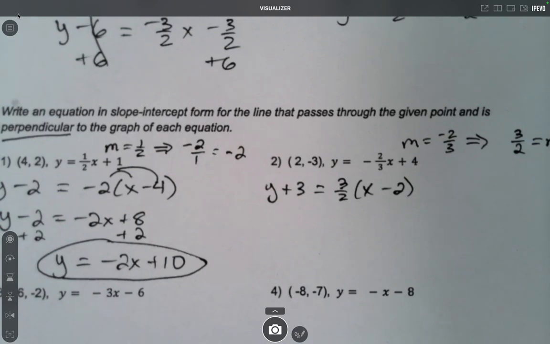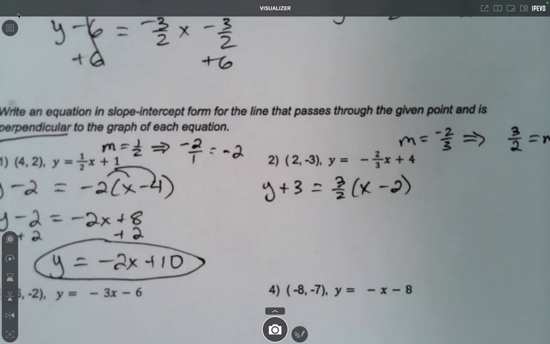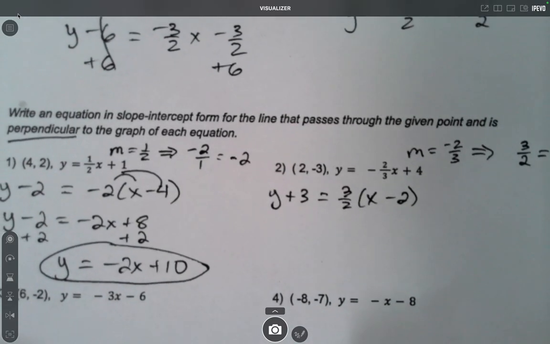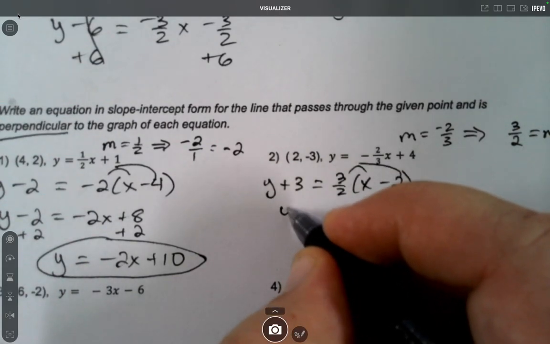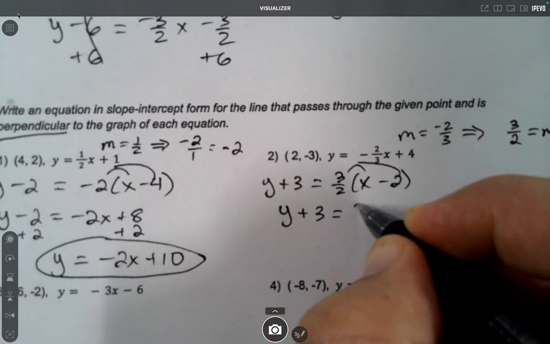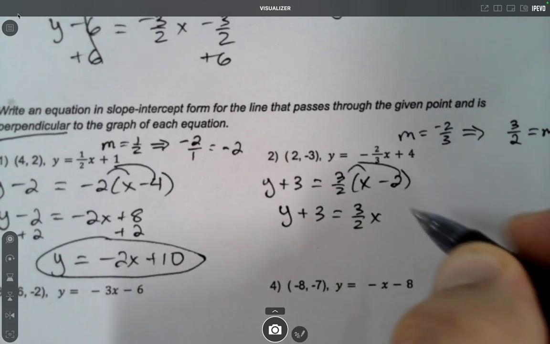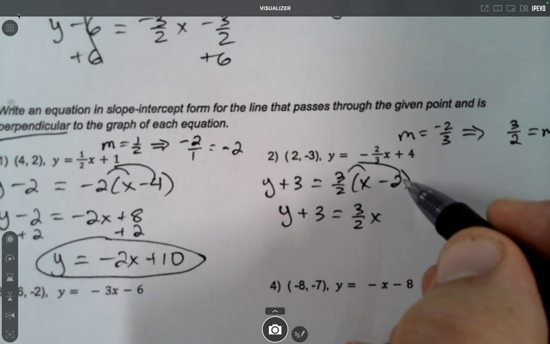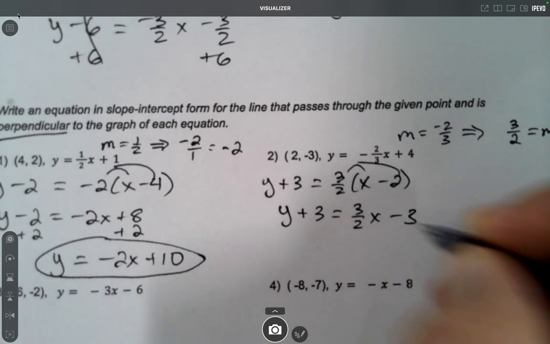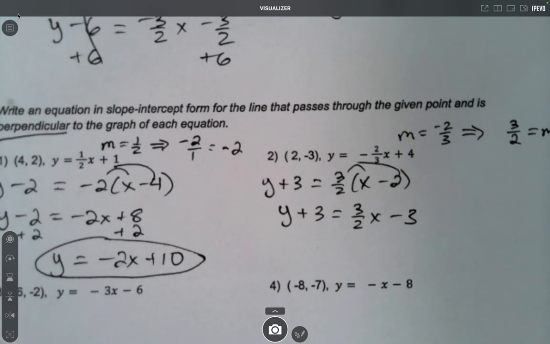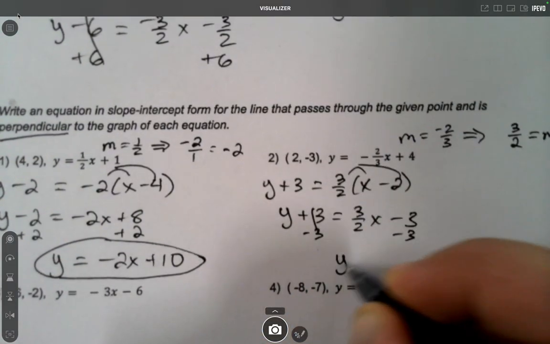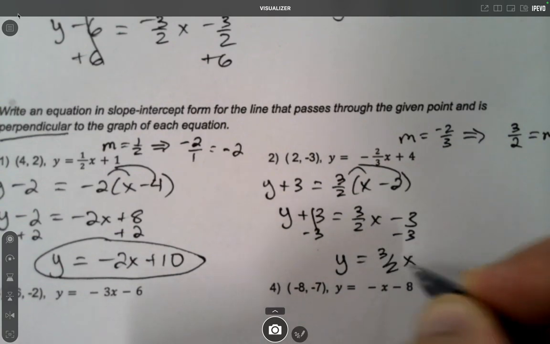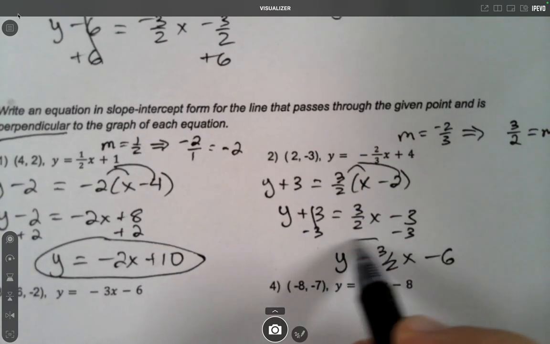Now that we've gotten it in point-slope form, let's see if we can now get it in slope-intercept form. So I'll distribute 3/2. 3 times 2 is 6. 6 divided by 2 is 3. Then our last step is to subtract 3 from both sides. So you get y equals 3/2 x minus 6.